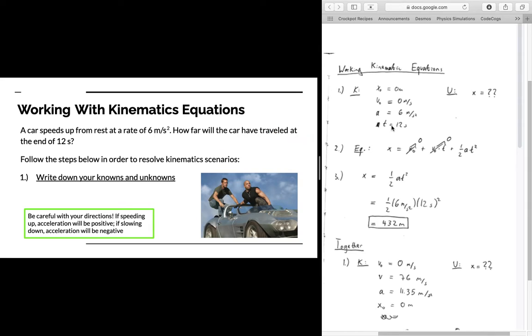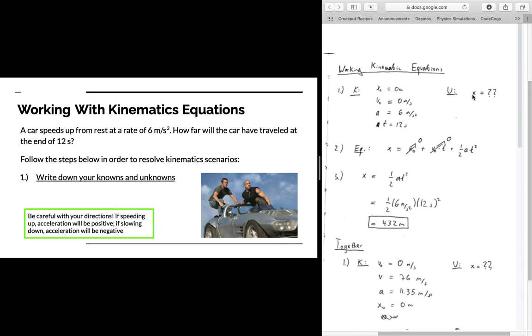Lastly, our time is going to be 12 seconds. T is equal to 12 seconds because it tells us how far the car traveled at the end of 12 seconds. Okay, so you need to make sure you know your units in order to be able to sift through and organize and identify what specific information is given to you in a problem.